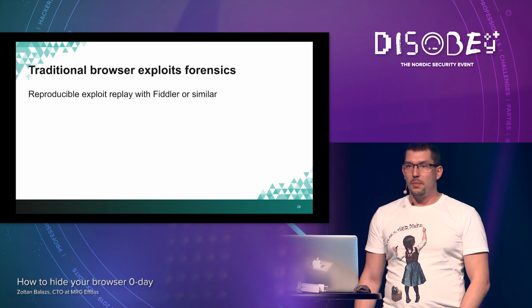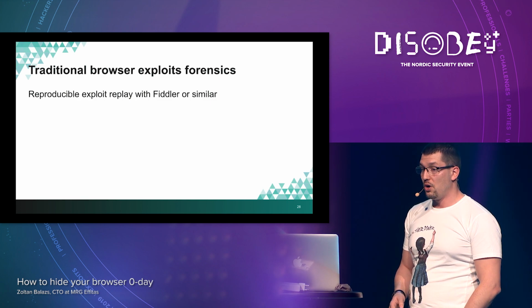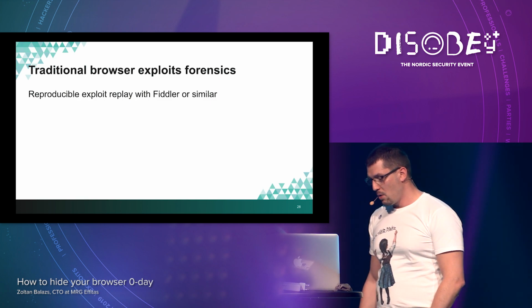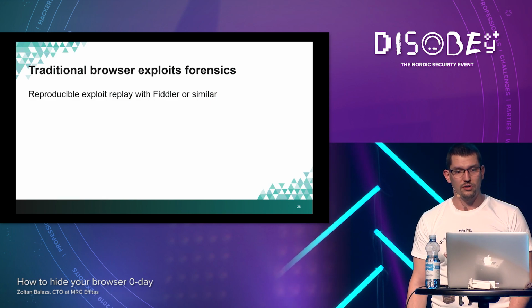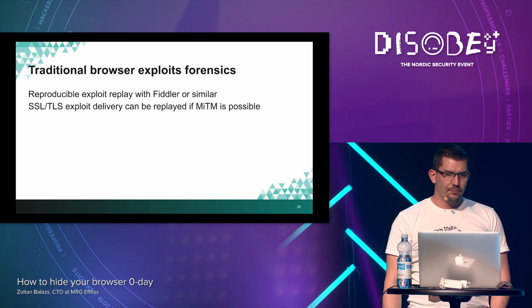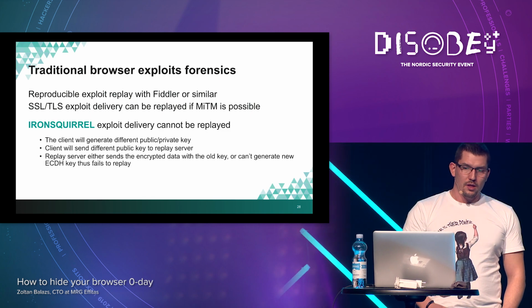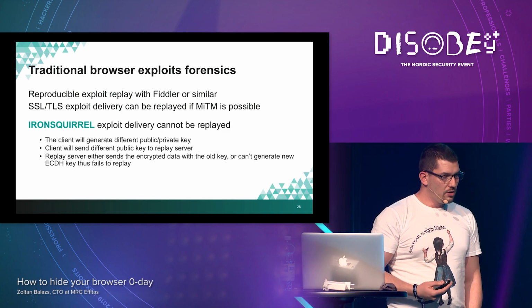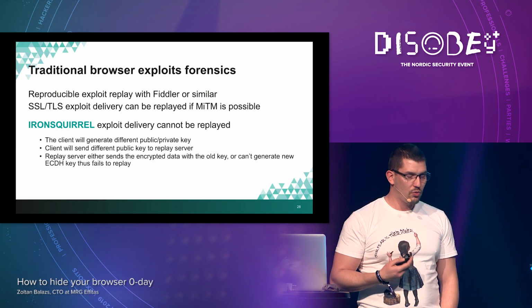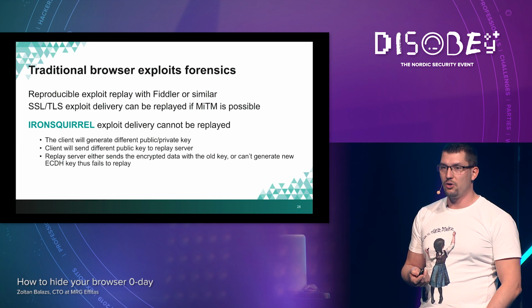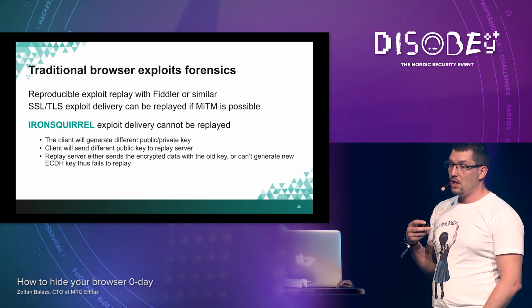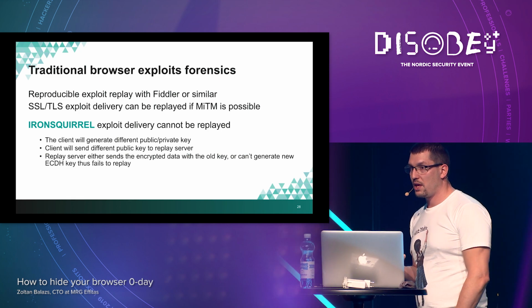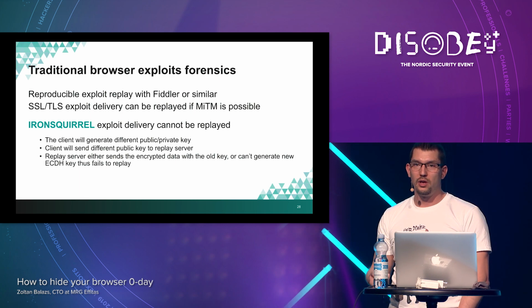So let's talk about this technique called exploit replay, which is very commonly used by exploit kit researchers. The main advantage of this Iron Squirrel encrypted exploit delivery is that the encrypted exploit traffic cannot be replayed.